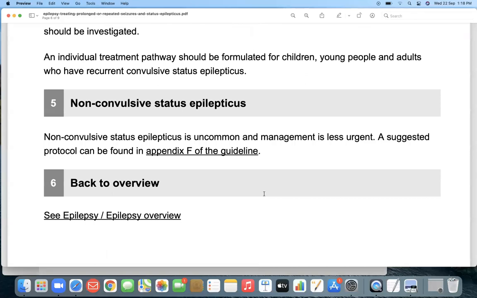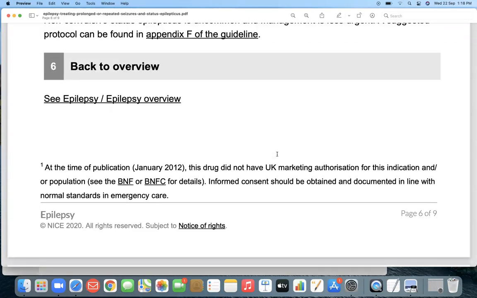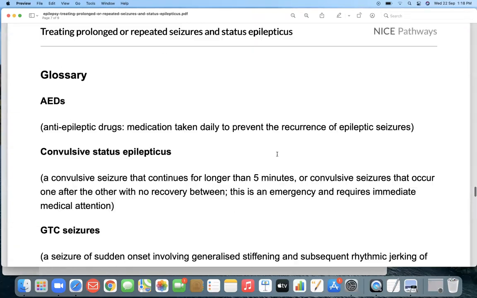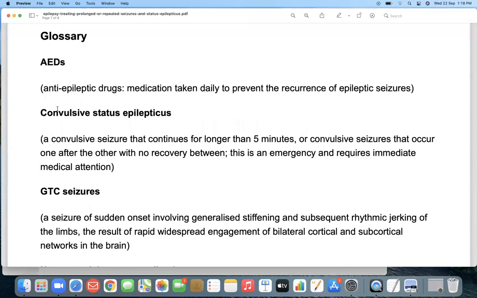Okay. So there is something called non-convulsive status epilepticus also, which we should know. Next, for the definition here, this is the definition you should know. AED is anti-epileptic drugs, medication taken daily to prevent recurrence of epileptic seizures.